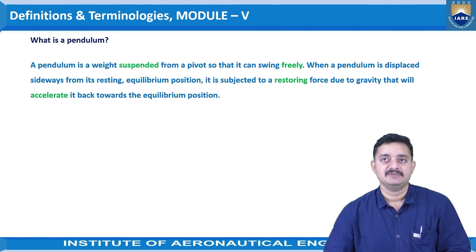So, a pendulum is a weight suspended from a pivot so that it can swing freely. When a pendulum is displaced sideways from its resting equilibrium position, it is subjected to a restoring force due to gravity that will accelerate it back towards the equilibrium position.